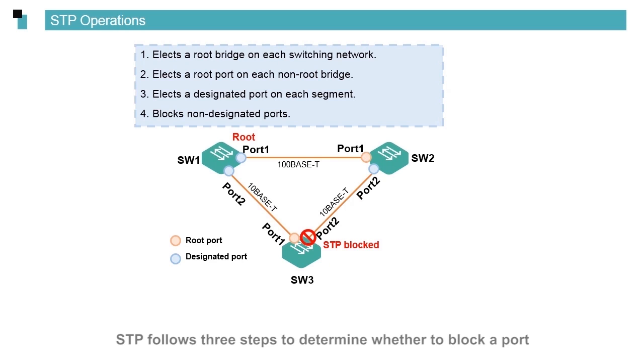STP follows 3 steps to determine whether to block a port. STP selects a root bridge, which is a root switch for an entire switching network. Follow-up computation is performed based on this root bridge. STP selects a root port on each non-root bridge. The root port is connected to the root bridge. STP selects a designated port on each segment. STP blocks a port that is not a root or designated port.